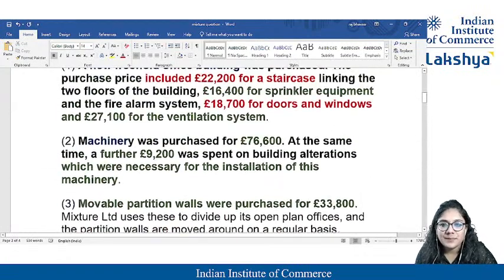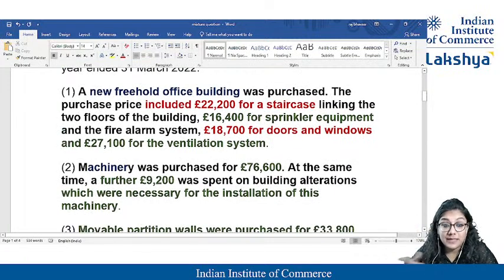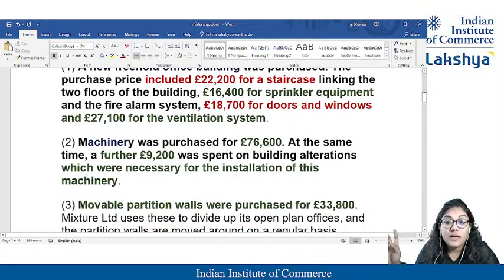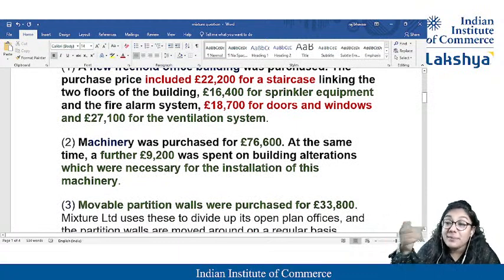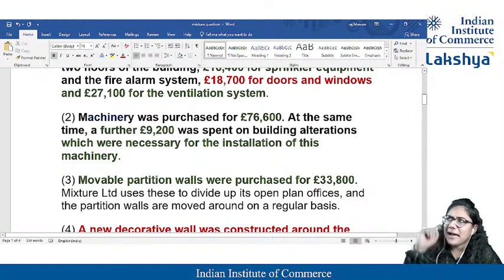Okay, students, if you remember, freehold building, not to include. Staircase 20 to 200, not to include. You can take a screenshot of this question if you want. 16,000 for sprinkler, please include that. 18,700 for doors, that is a building, need not include. Ventilation system, it's plant and machinery, add it in the machinery. This was for purchase of machinery, add in machinery.